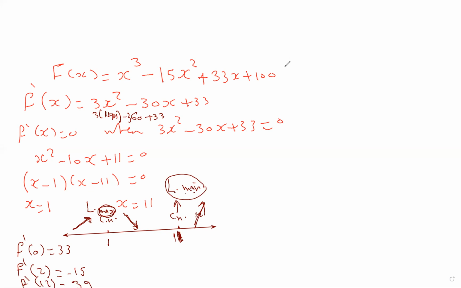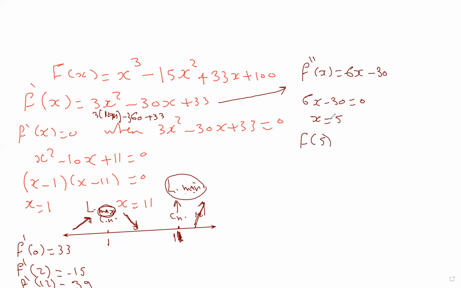Second step is to find f double dash of x to discuss the concavity and to find the point of inflection. f double dash of x is the second derivative. Find the second derivative of this one. It will be 3 times 2, 6x minus 30. So make it equal 0, then 6x minus 30 equals 0, then x equals 5.